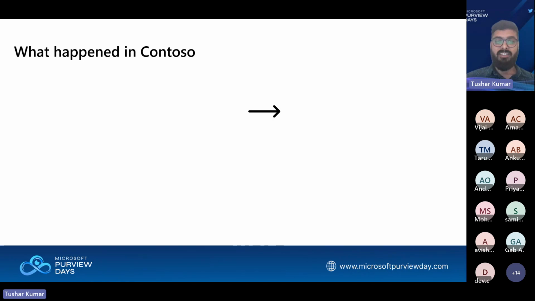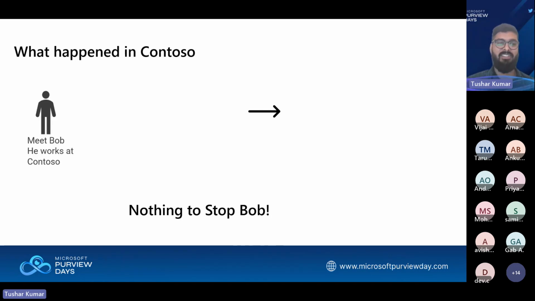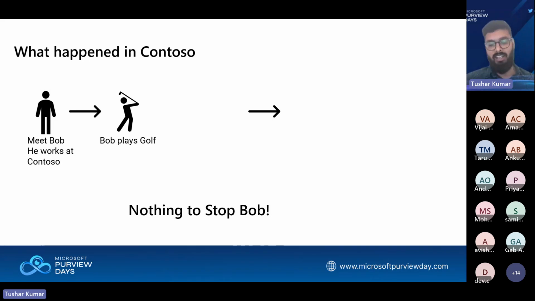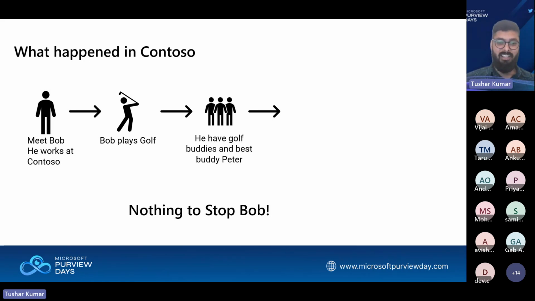So this scenario, what I call it is, there is nothing to stop Bob. Just to give a background of this one, we start with meet Bob. Bob is a person who works in Contoso. Bob is a very big golf fan, and he's a regular at the golf courses. He has a lot of golf buddies, and one of his buddies is Peter.